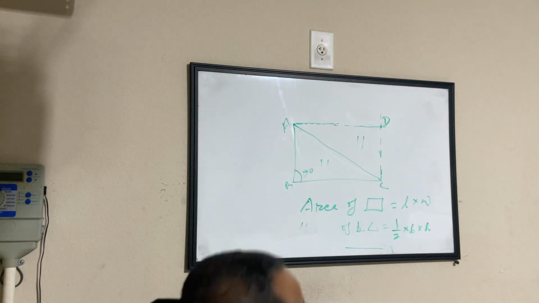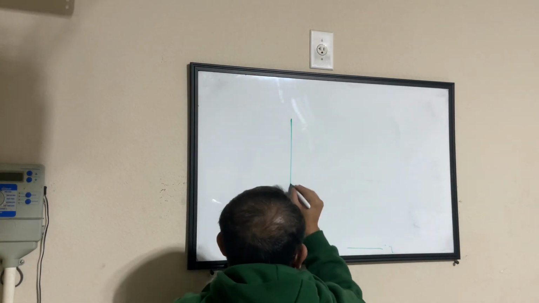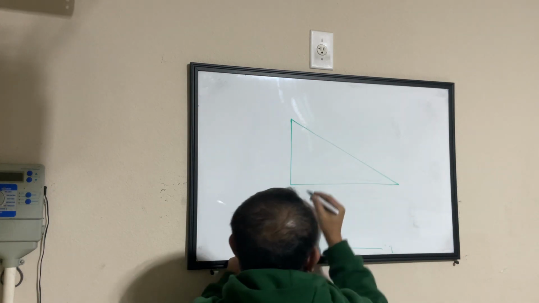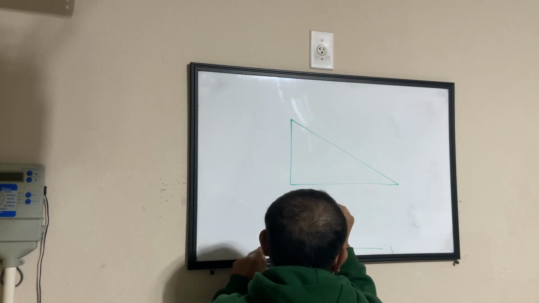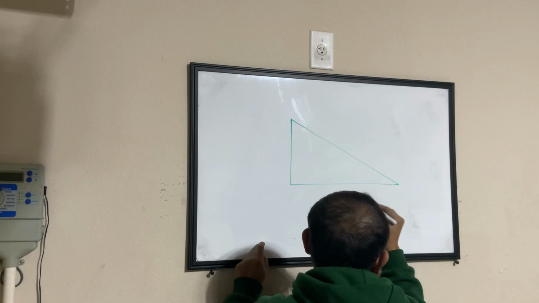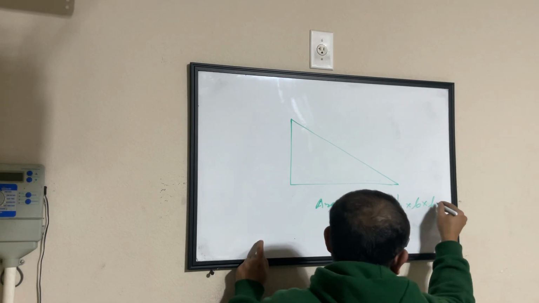Okay. So from this one, we can say that if I have a right angle triangle, its area is half into base into height.